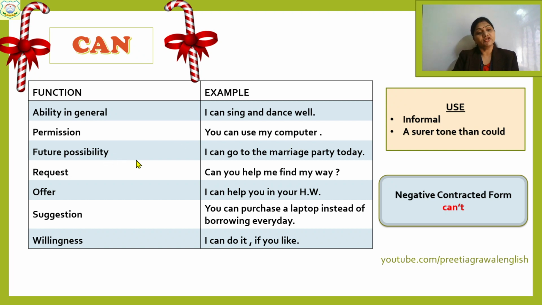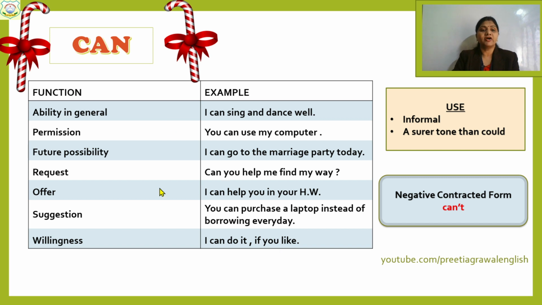Future possibility. For future possibility also you can use the modal can. I can go to the marriage party today. For request also you can use it: can you help me find my way? For offer also: I can help you with your homework. Someone is offering, the person wants to help. For suggestions: you can purchase a laptop instead of borrowing every day. For suggestion also, this modal can be used. For willingness: I can do it if you like.